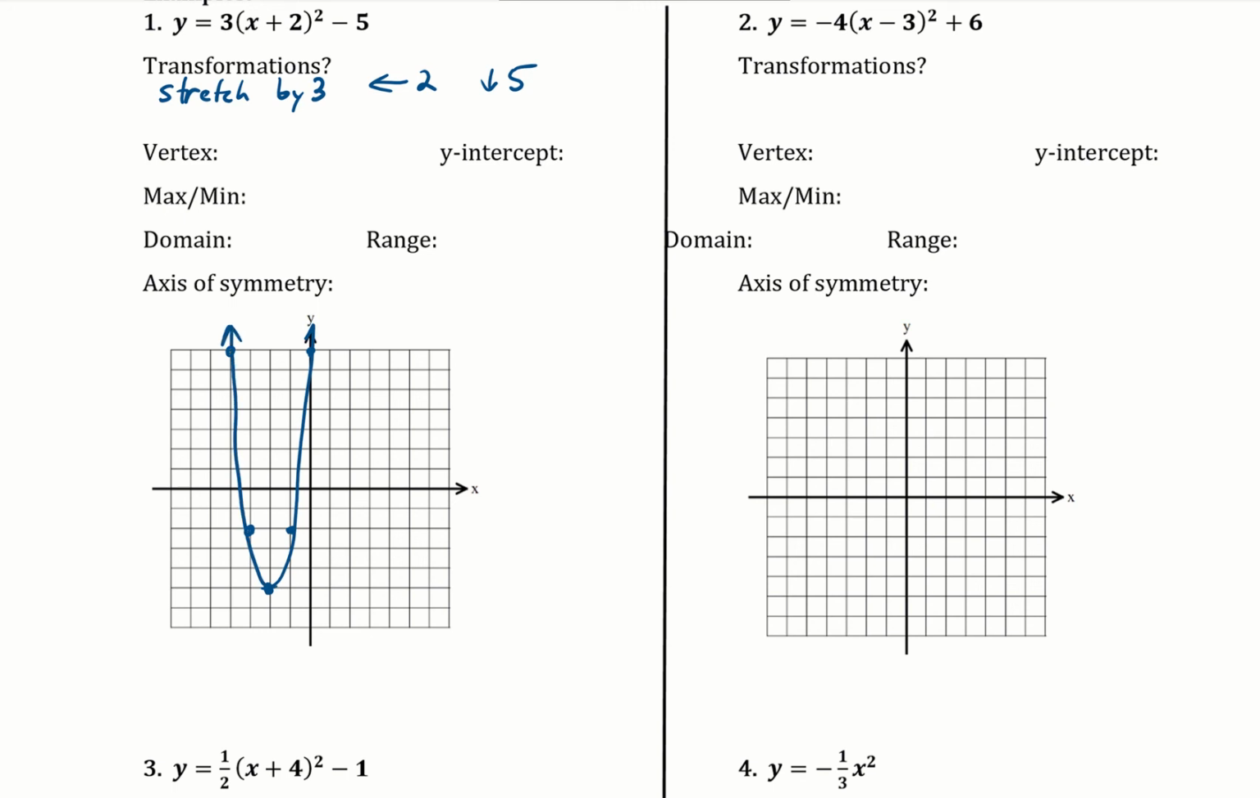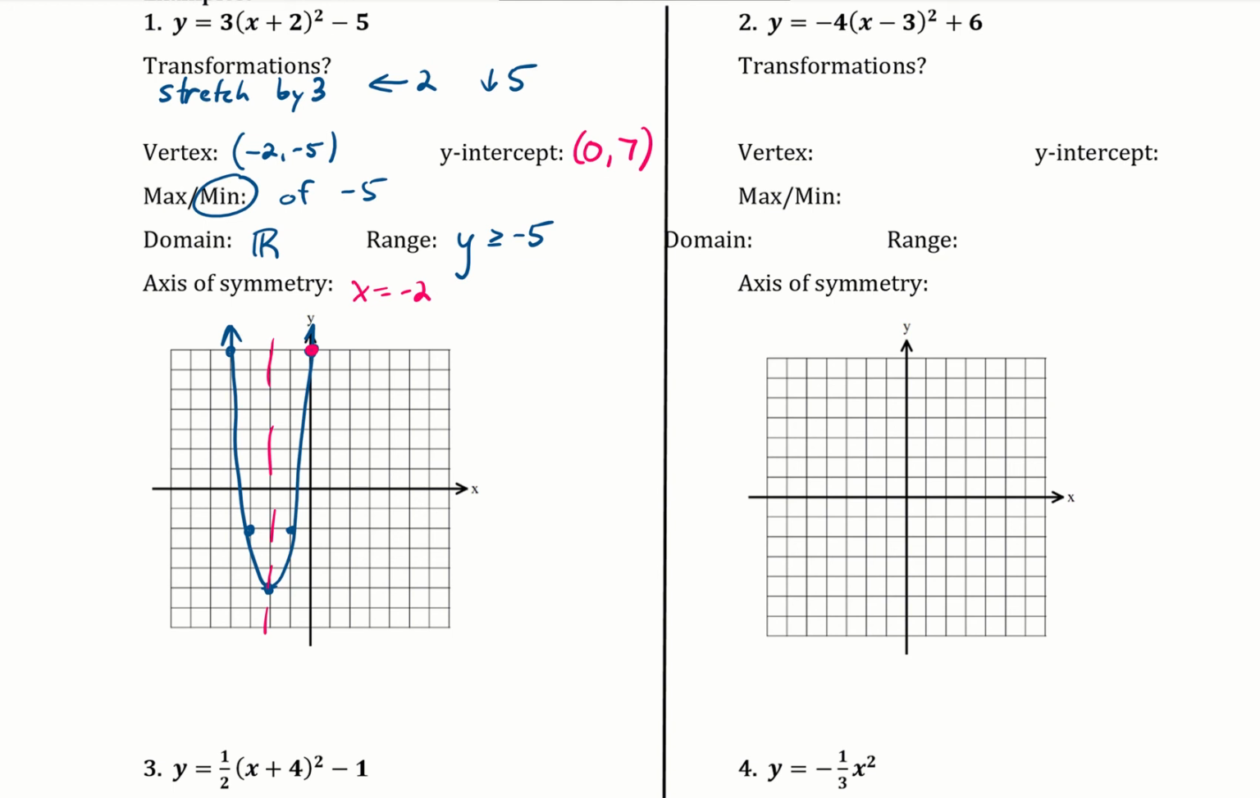All right, now identifying those things we did earlier, the vertex is going to be at -2, -5. That point we plotted right here, that's our y-intercept. So that's going to be 0, 7. This graph is going to have a minimum of -5. The domain is all real numbers. The range, y is greater than or equal to -5. The axis of symmetry is that imaginary vertical line passing through our vertex. So right there, it's x equals -2.